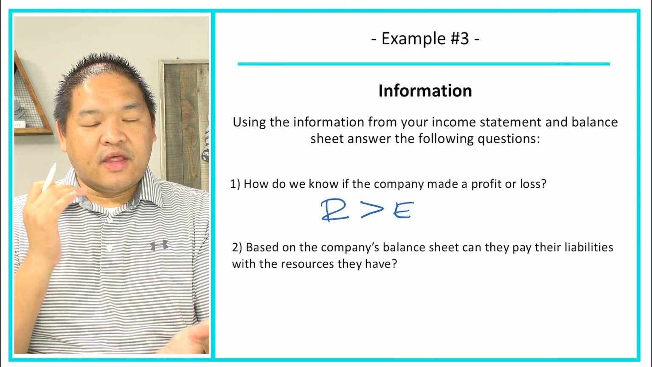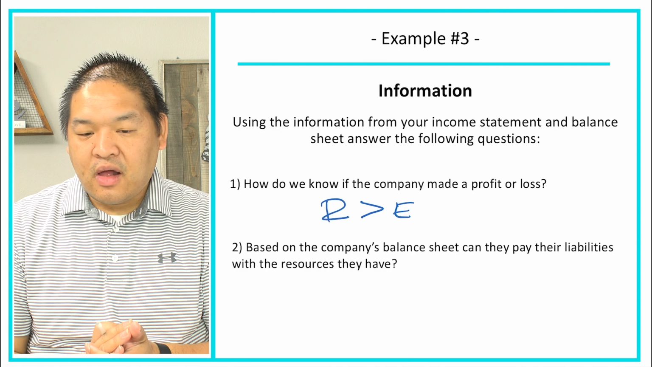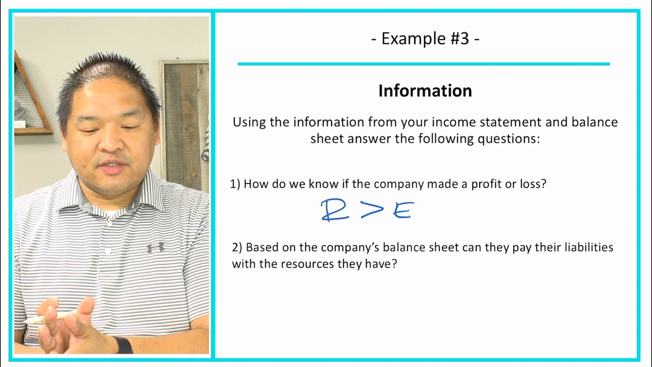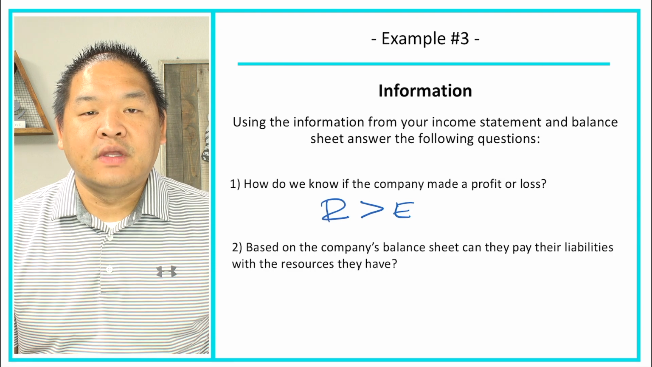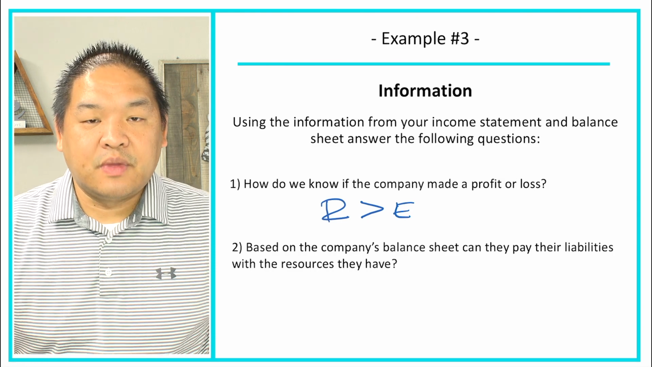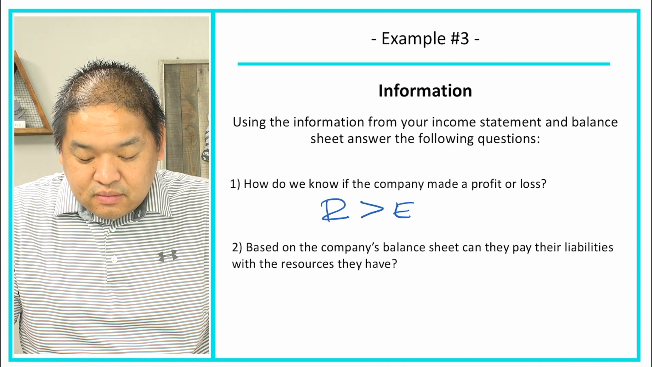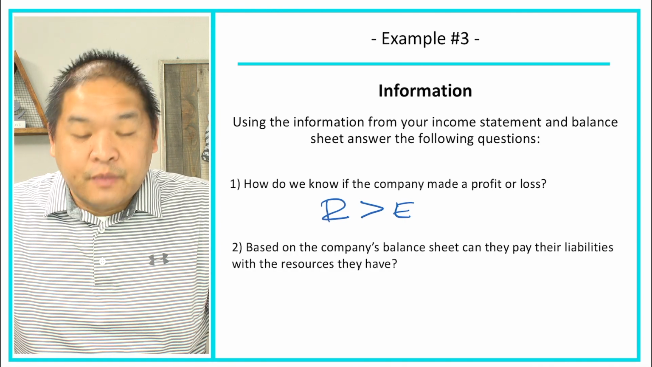If we took in $1,000 of revenue and it cost us $500 of expenses, then we know that we could pay our $500 of expenses and still have $500 left of money that we can do something with. So revenues have to exceed expenses. So that's how we know if a company made a profit or not.